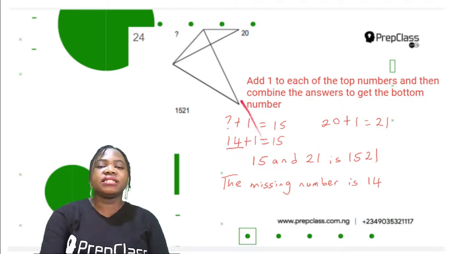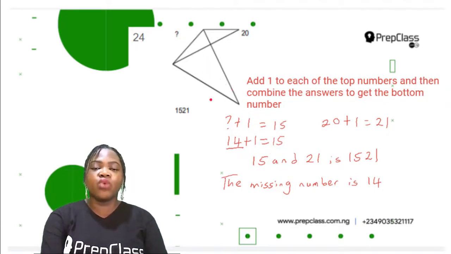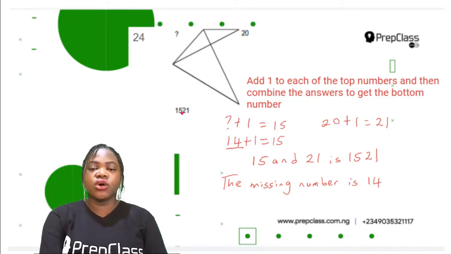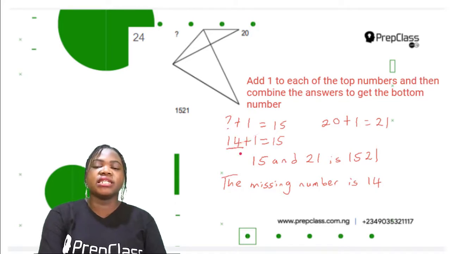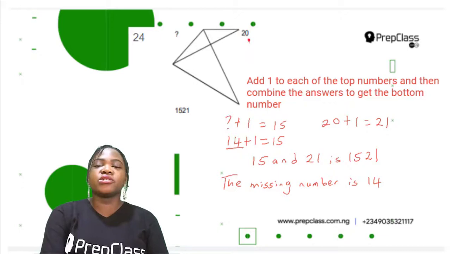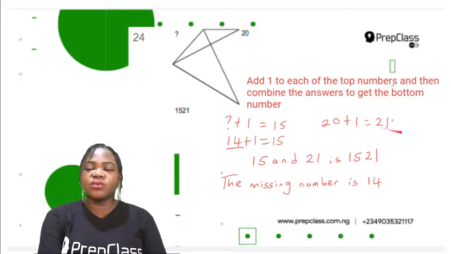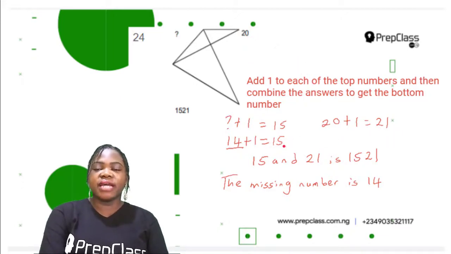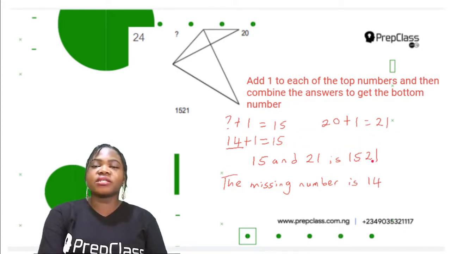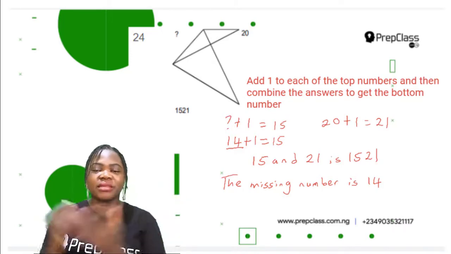Okay? So this means that this unknown number plus 1 should give us a part of this bottom number, which is 15. So unknown number plus 1 is 15. So what number do we add 1 to get 15? Of course, it is 14. 14 plus 1 is 15. Okay, then the second top number is 20. 20 plus 1 is 21. So the answers combined together, this 15 and 21 combined together is 1521. So you can see that this is easy. We've been able to get the bottom number.